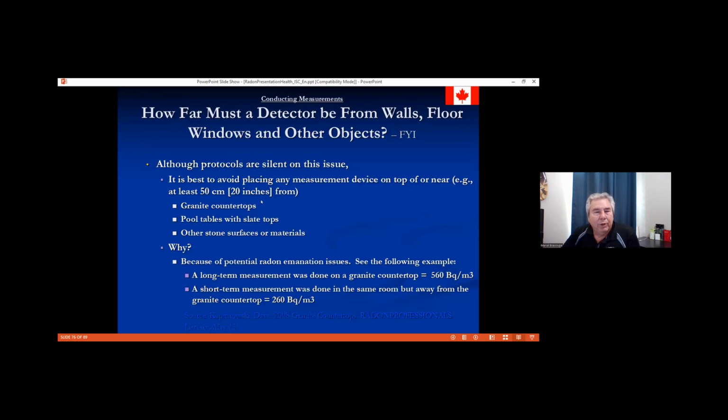And again, here, like we had mentioned, try to stay away from granite countertops, pool tables, because some of them have slate tops, and that slate, which is actually a stone, may contain radium. So again, those are things that you want to try to avoid. Or other stone surfaces or materials. Again, here could be a mantle of a fireplace out of natural stone. So there's possibilities of radon emanation in those cases.